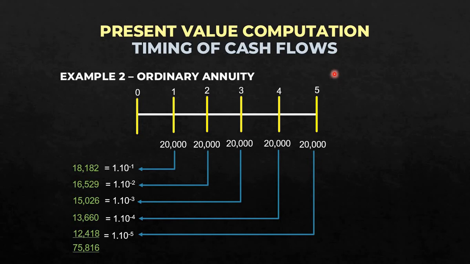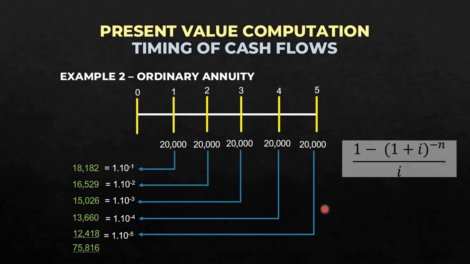Ano ang formula natin para mabilis natin makompute yung 75,816? Kasi nga, there are cases, for example, 20 years, tapos annually may cash flow. Kung gaganituhin natin siyang isa-isa every year, masyadong matrabaho. Kaya gagamit tayo ng formula. Ang formula na iyon is 1 minus 1 plus i raised to negative n, tapos divided by i. Ganun pa rin naman yung ibig sabihin ng i. Yung i is the interest rate for every compounding period. Then, yung n is yung number of compounding period for the whole term.